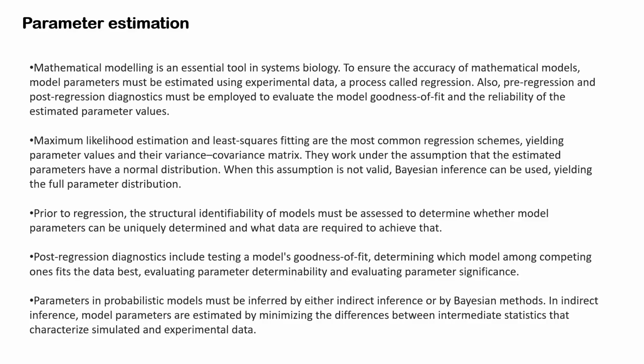So they work under the assumption that the estimated parameters have a normal distribution, and when this assumption is not valid, Bayesian inference might be used, yielding a full parameter distribution. Then you can go through the hard way. You need to know what kind of distribution it is. If it is Poisson, it will work in a different way. If it is binomial, etc., it will work in a different way. But yeah, we assume it to be normal.